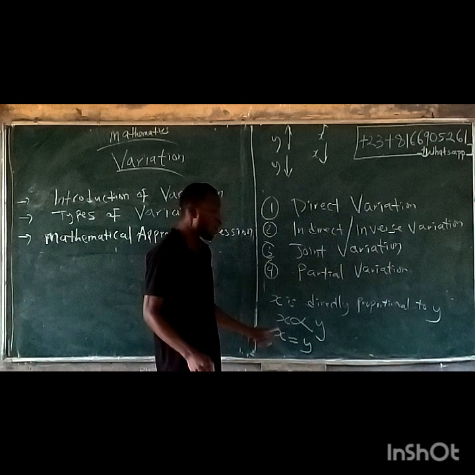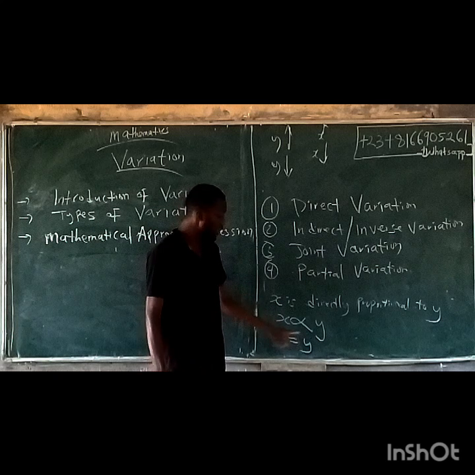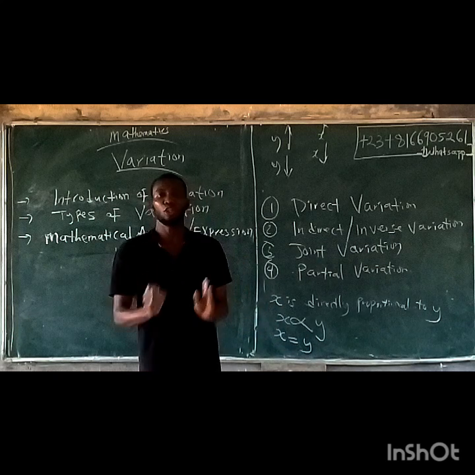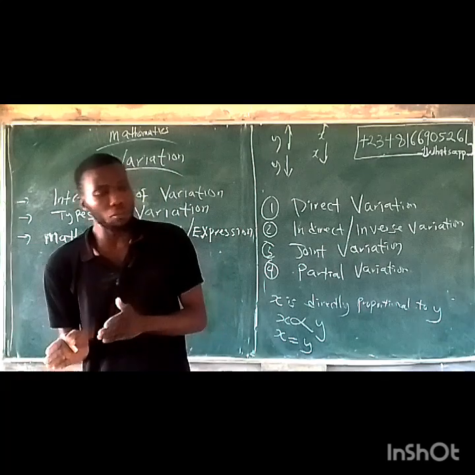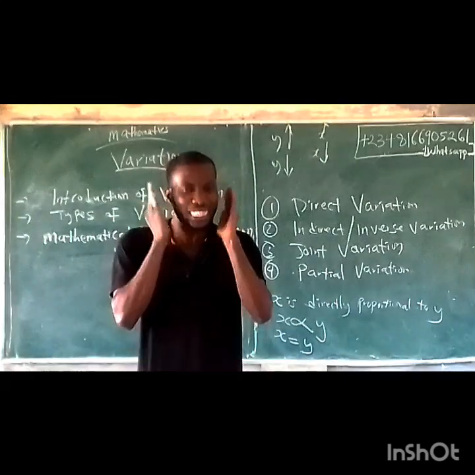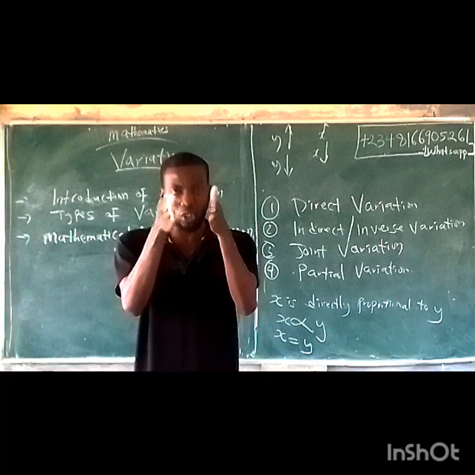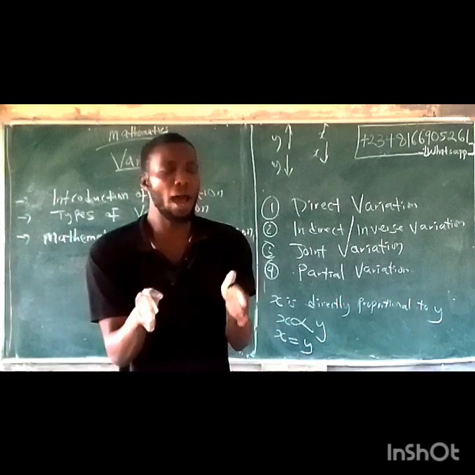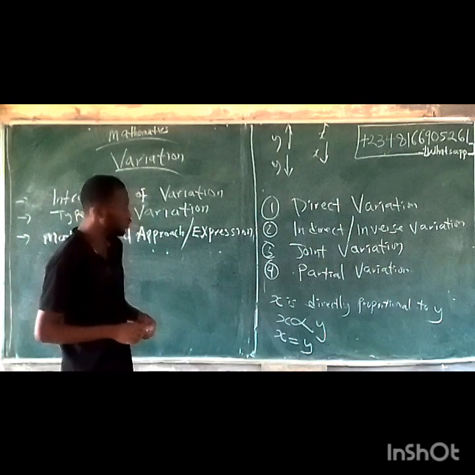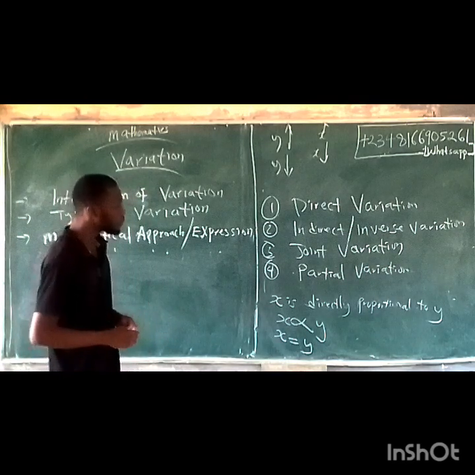Now, if this place is 4, this place should also be 4. If this place is 5, it should be 5. Because they are going in the same direction, the same aim. Just like what I said earlier, the young man and the young lady are in a relationship with the same objective, which is for them to get married. That is direct variation.